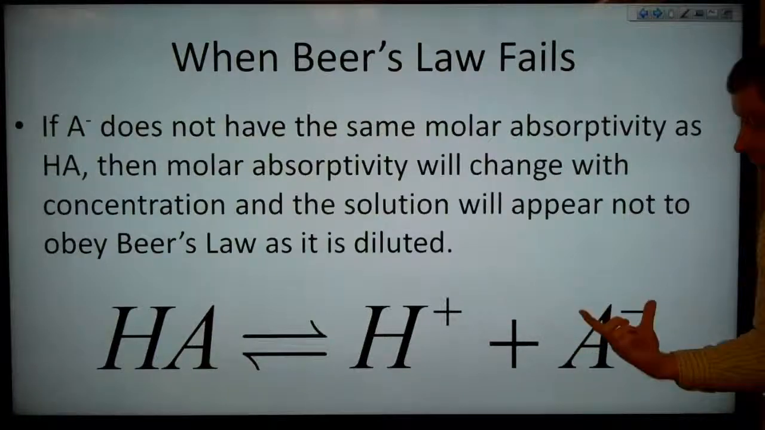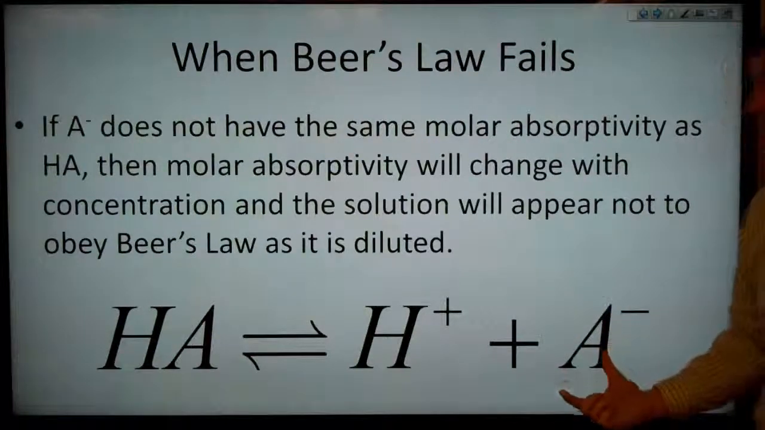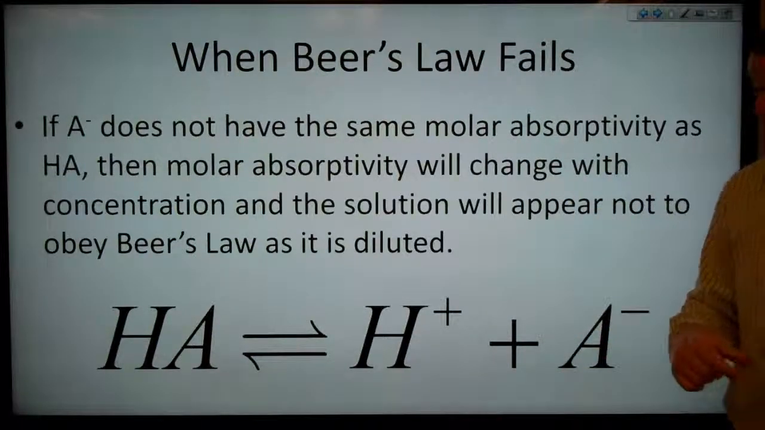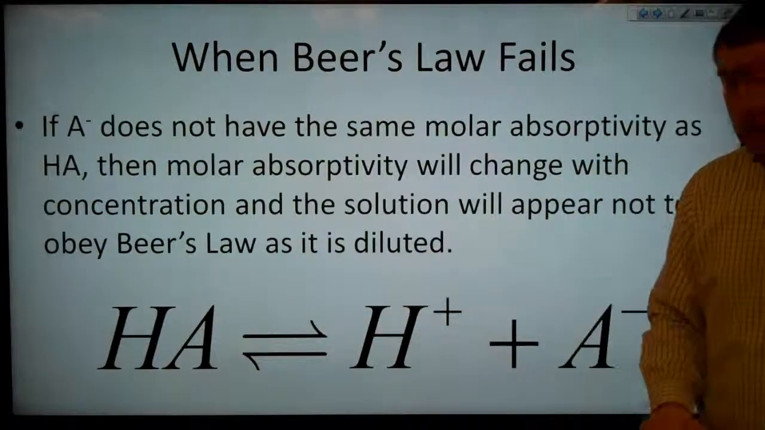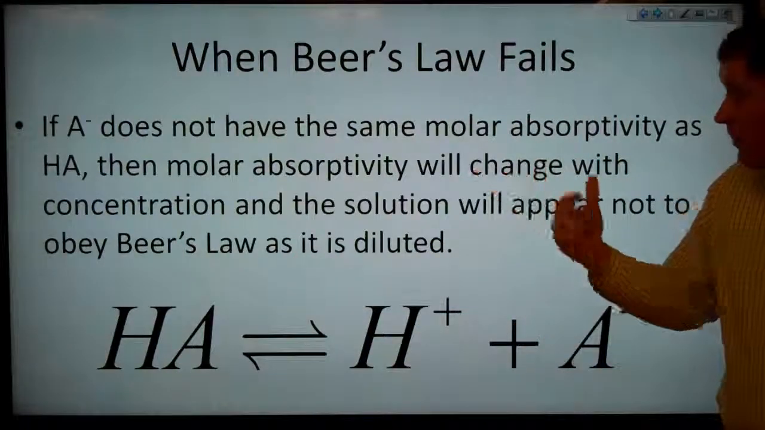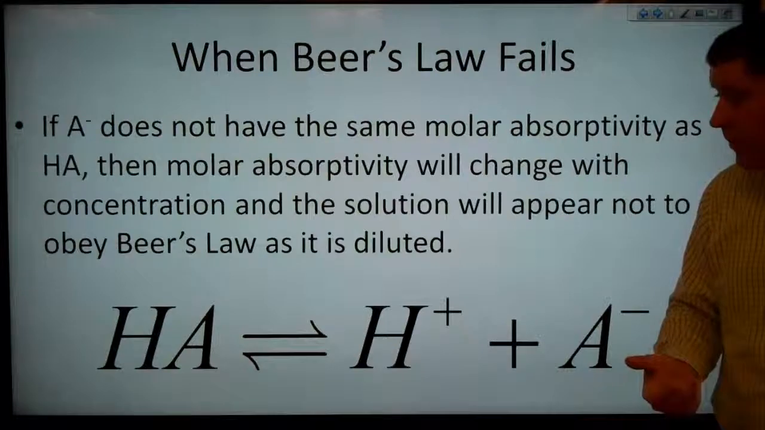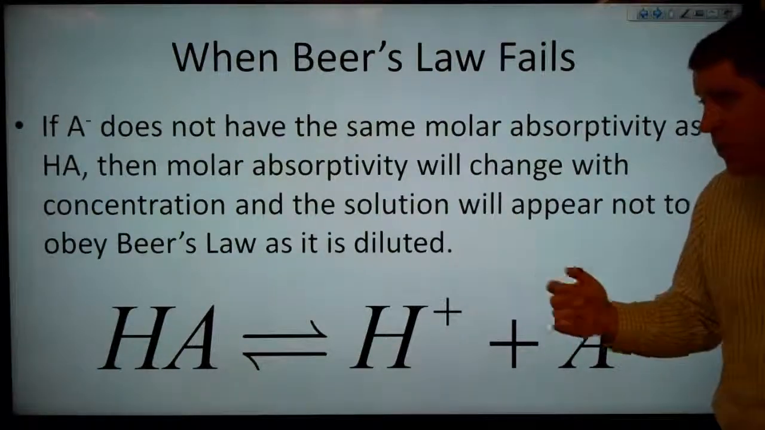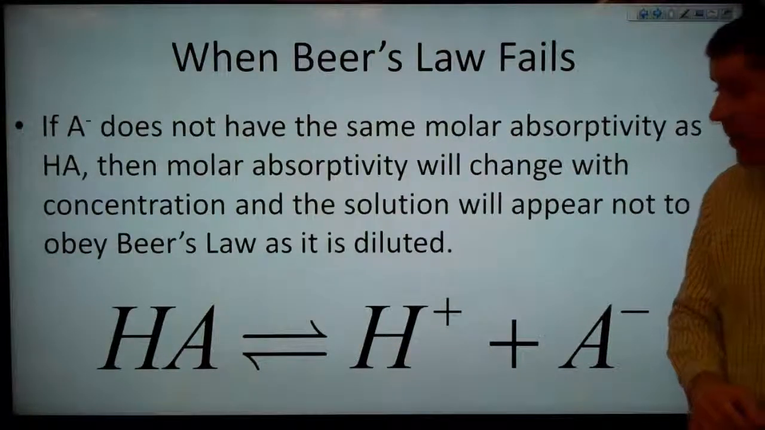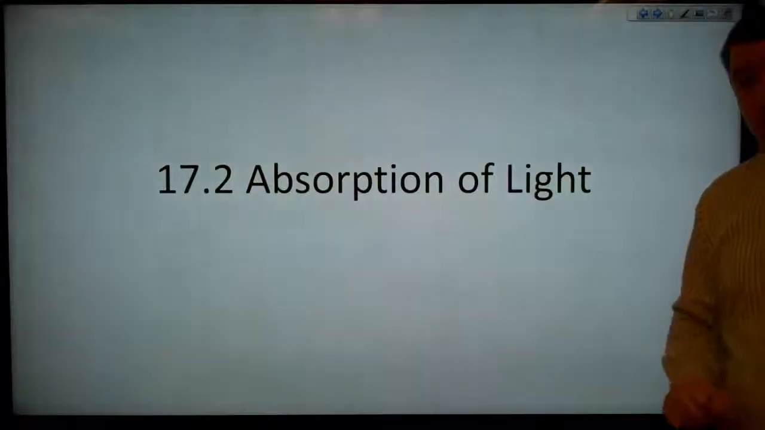So if A-, the conjugate base, does not have the same molar absorptivity as our protonated form, then the molar absorptivity will change with concentration, and the solution will appear not to obey Beer's law as it's diluted. So that was the absorption of light.